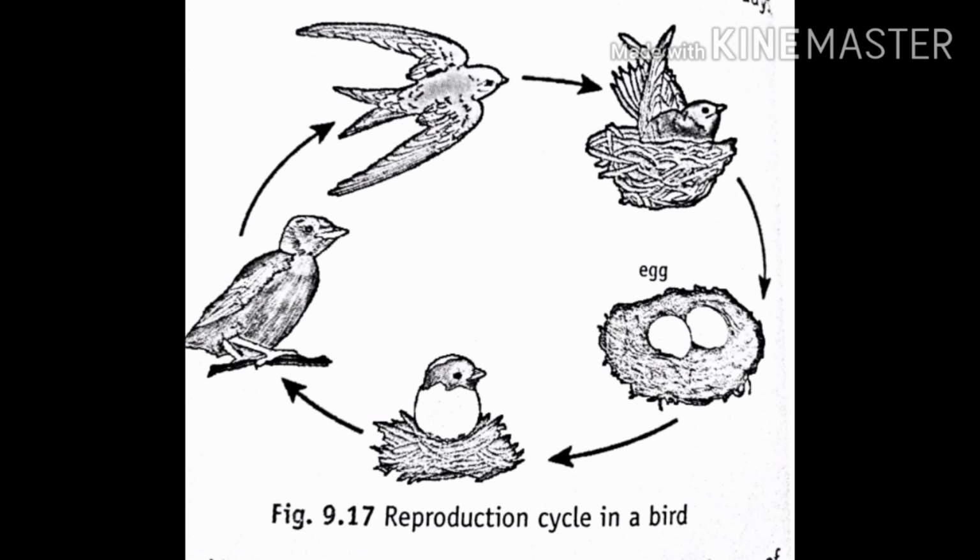All living things, whether plants or animals, reproduce their own kind. Animals like insects, fish and birds lay eggs, and when the eggs hatch, the young ones come out and grow into adults.